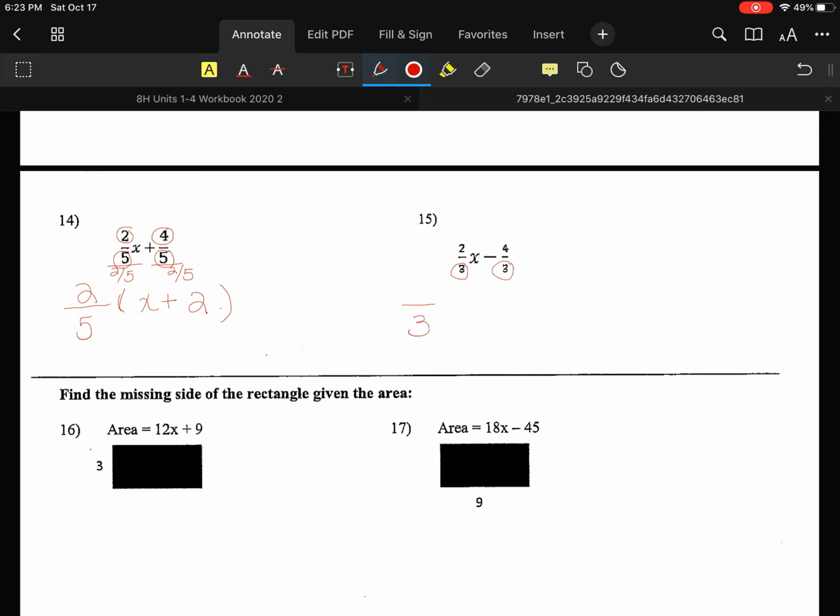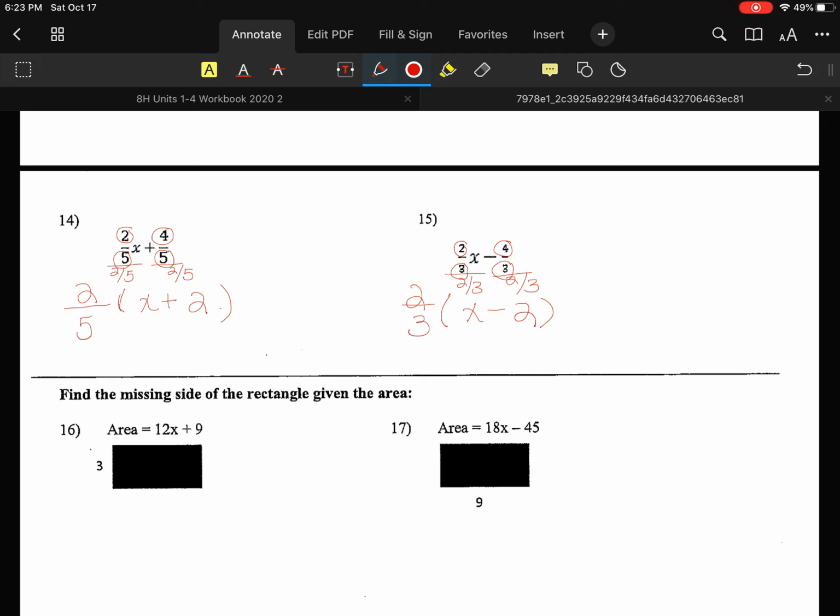Number 15, I'm going to start with my common denominator, which is 3, so my GCF is 3. I look at my numerators, which is a 2 and a 4, so the GCF is 2. Parentheses, I then divide by my GCF, so again, you could use your calculator to help you with that. 2/3 divided by 2/3 would be 1x. Minus 4/3 divided by 2/3, so 4 fraction 3 divided by 2 fraction 3 would be 2.